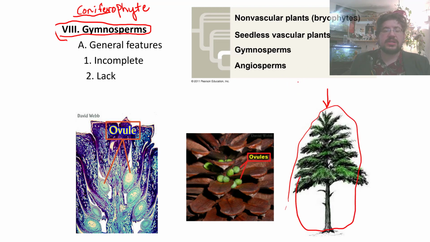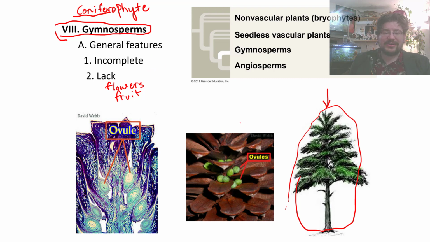These are gymnosperms. What makes a gymnosperm? Well, one, we completely lack flowers. There is no such thing as a flowering gymnosperm. So, there's no flowers whatsoever. That also means that there's no fruit, right? Fruits are a feature of flowering plants.